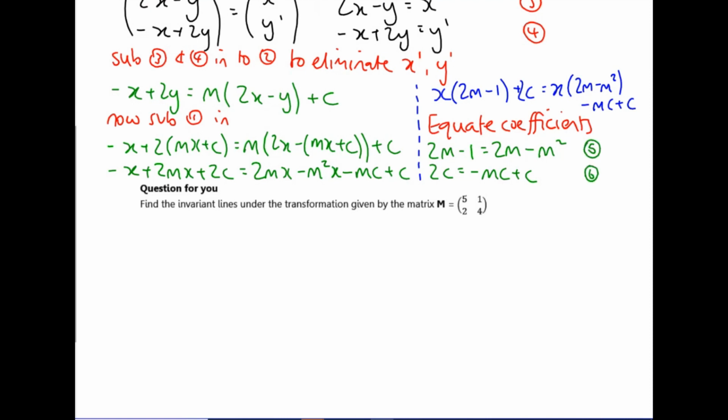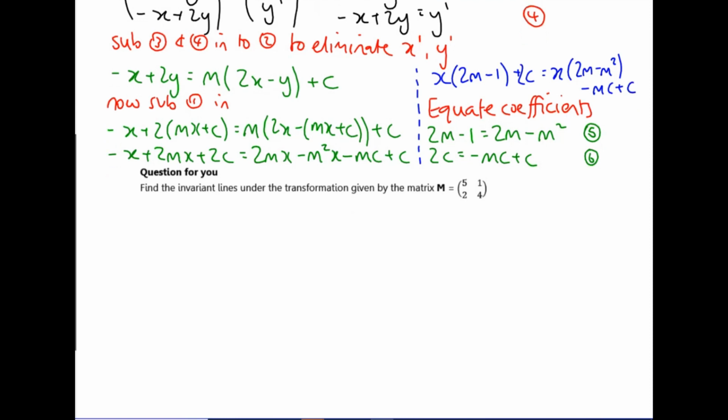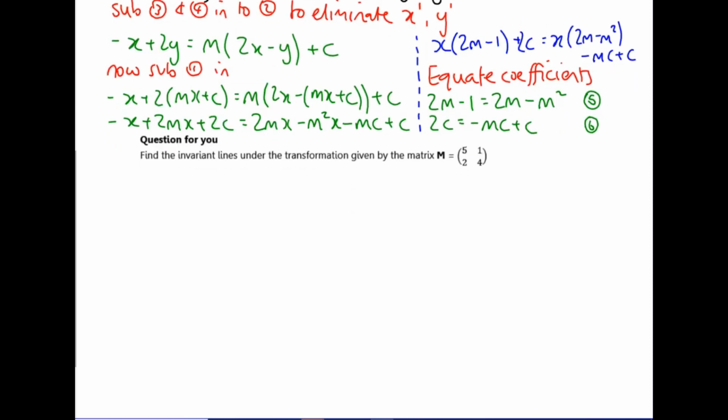Equation 5 is just a quadratic in m. So I can make this equal to 0 and solve it. So m squared minus 1 equals 0 because the two m's cancel off both sides. So this gives you two solutions. m is 1 or m is minus 1.